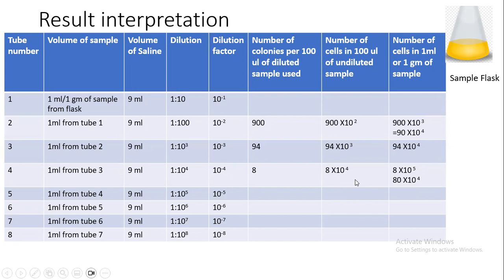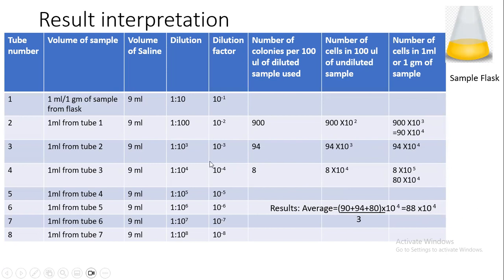Now, once we have these values from different dilution factor tubes, we need to find out the average number of cells that are present. So in this example, you can see that the average is going to be the average of the three numbers, that is here 900 into 10 to the power 3. I'm changing the factor of all to 10 to the power 4 so that I can easily do the calculation. So the average is going to be 90 plus 94 plus 80 divided by 3 multiplied by 10 to the power 4, which is equal to 88 into 10 to the power 4.